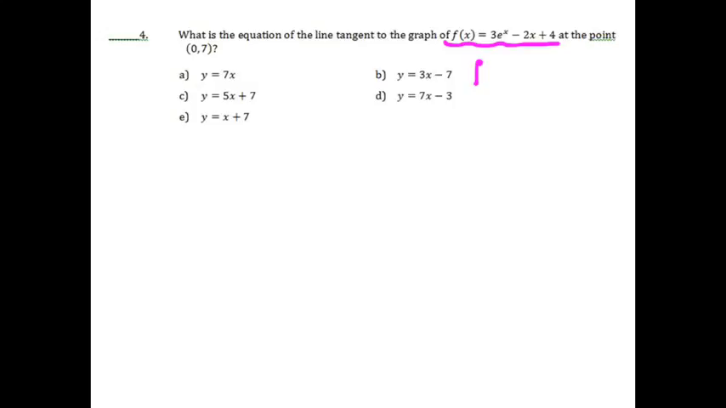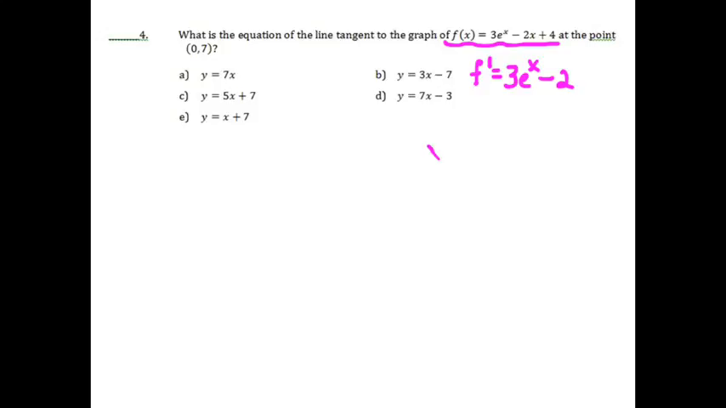So let's start by finding f prime. Remember that the derivative of e to the x is just e to the x. We have that constant multiplier of 3, so we're just going to keep that: 3 times e to the x. The derivative of minus 2x is minus 2, and the derivative of 4 is, of course, 0. So there's our derivative. We're asked to find the equation of the tangent line at the point (0, 7).